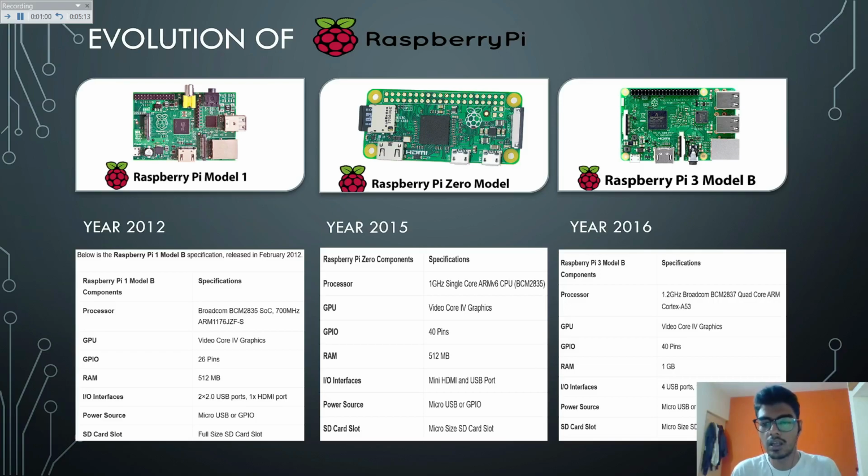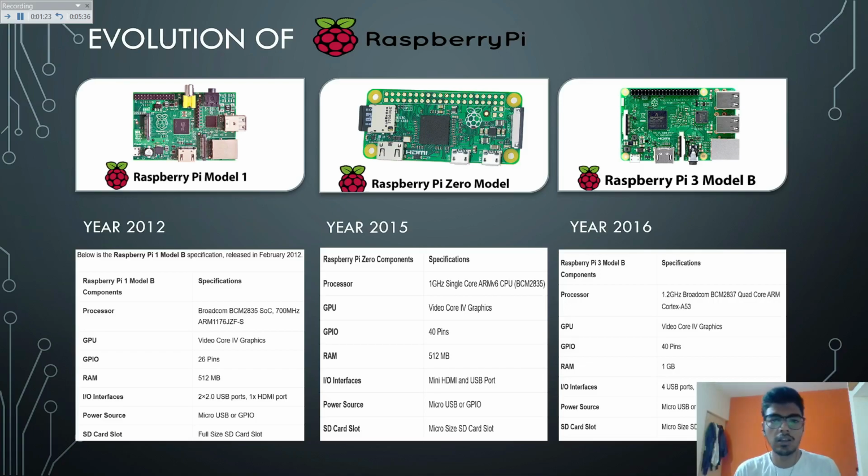And then when you go to the 2016 model, it was a 1.2 gigahertz Broadcom ARM-based processor. And you guys can even see that the RAM size had increased from 512 megabytes to 1 GB, and the USB ports had increased from just two to four.